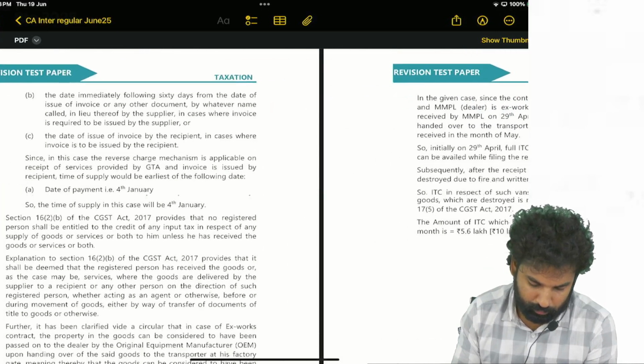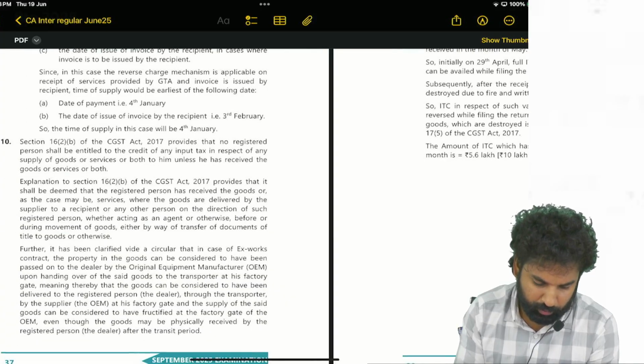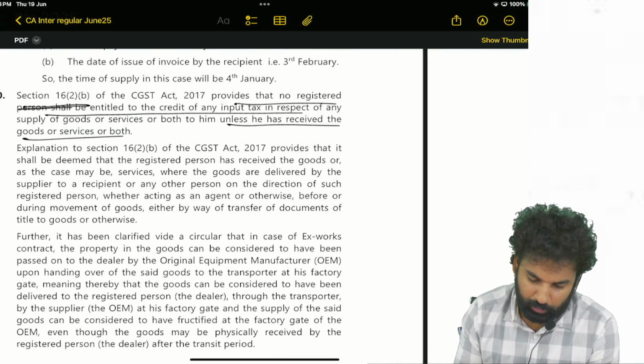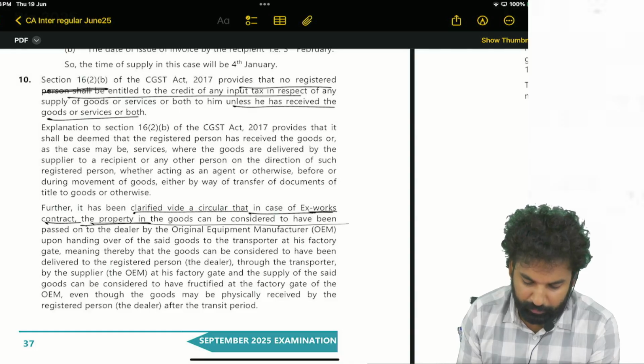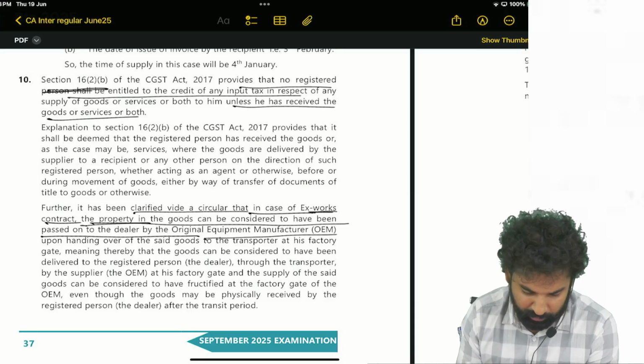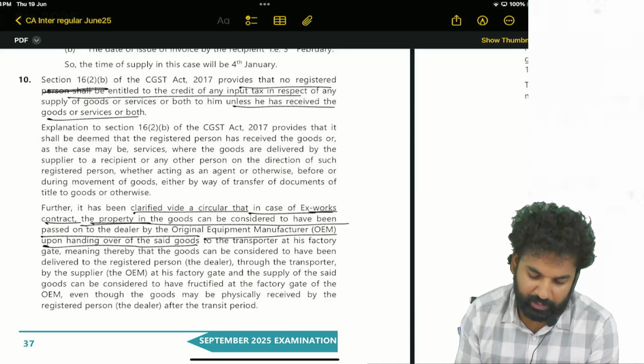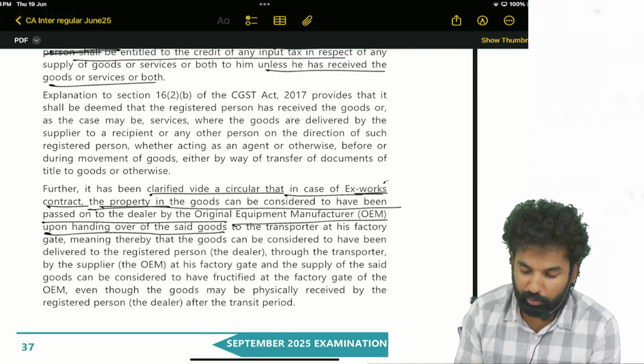Okay, see here. 16.2 provides that no registered person shall be entitled to credit unless he has received the goods or services or both. Okay. Next, further it is clarified by a circular that in case of ex-works contract, property in the goods can be considered to have passed on to the dealer by the original equipment manufacturer upon handing over of the said goods. So this is an important point here.